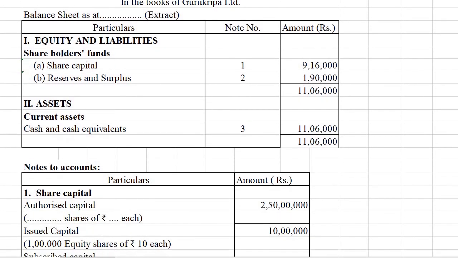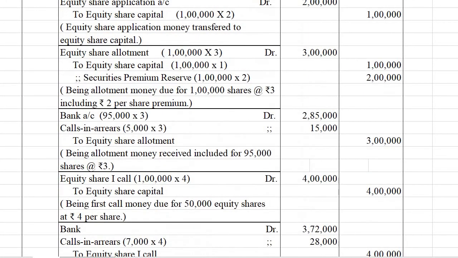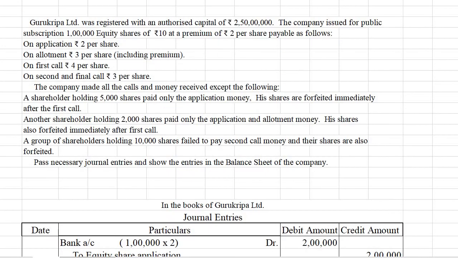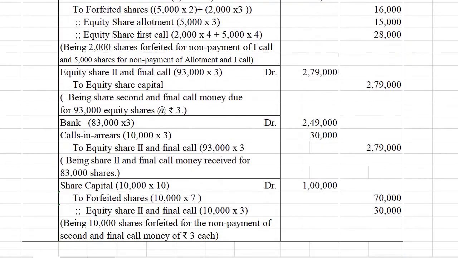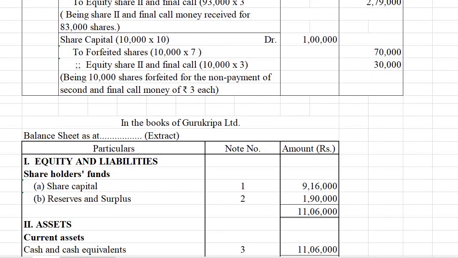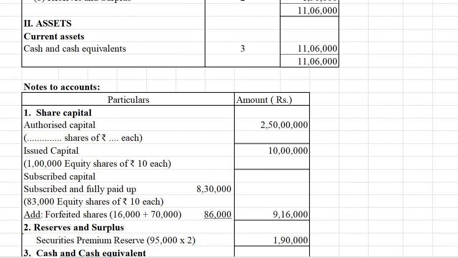So this is the problem related to issue of shares at a premium, and there are calls in arrears, and all those calls in arrears shares are forfeited. So issue of shares at a premium, calls in arrears, and forfeiture of shares. So this is the solution for the problem. You can refer and solve similar type of problems and can ask if there is any doubt. Okay, thank you.